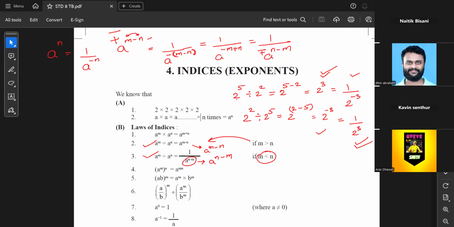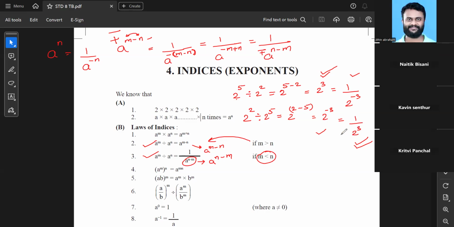Sir, so we don't say like that, no? 2 raised to power minus 3 or 1 upon 2 raised to power 3. Which one of them is the simplest form? Both are simplest. See, when you go to the higher grades, you will observe that both are simplest. It doesn't matter, 2 raised to minus 3 or 1 by 2 raised to 3. You will automatically observe that in higher grades, sometimes you use this, sometimes you use this. Both have equal weightage.